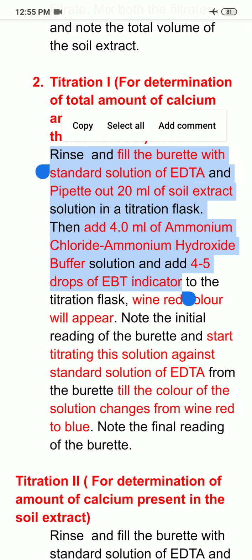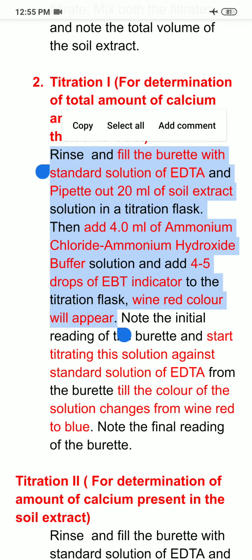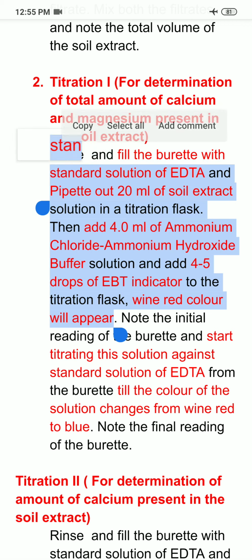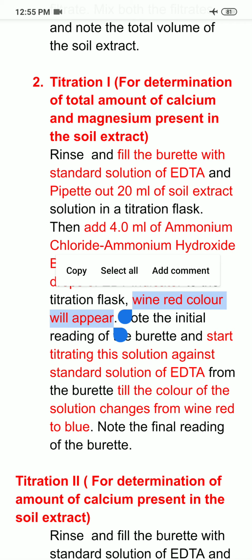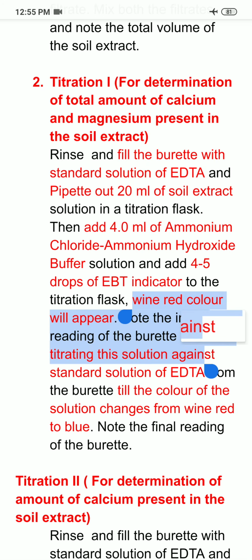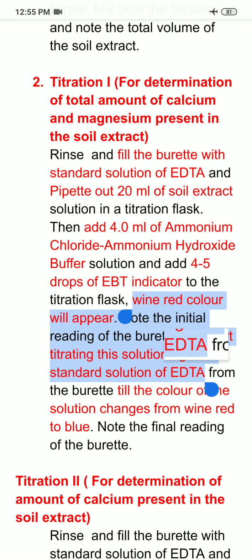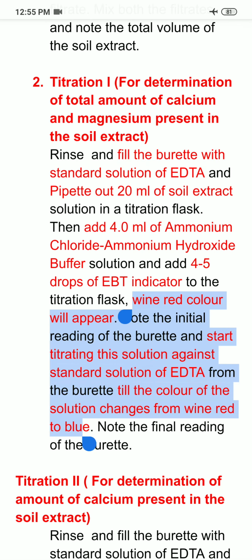When we add Eriochrome Black T indicator to the titration flask, we will get a wine red color. Why do we get wine red color? Because Eriochrome Black T forms a metal indicator complex, and this complex is wine red. Then we note the initial reading of the burette and start titrating this solution against standard solution of EDTA from the burette, till the color of the solution changes from wine red to blue.